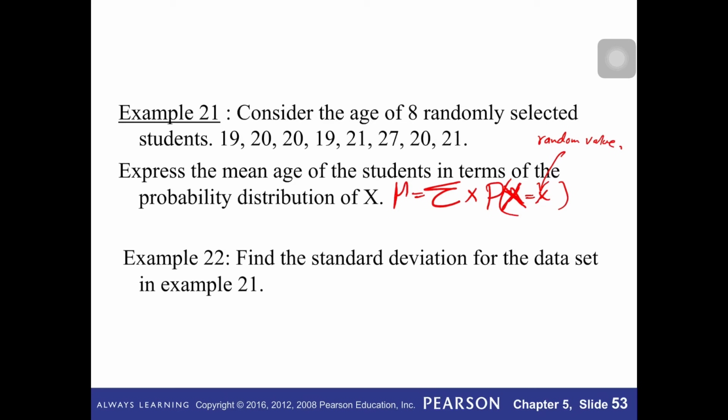First you have to figure out what the frequencies of these values are. For 19, I can see there are two 19s. For 20, I can see there are three 20s. 21 only two, then I can see 27 just once, right? So these are the frequencies.